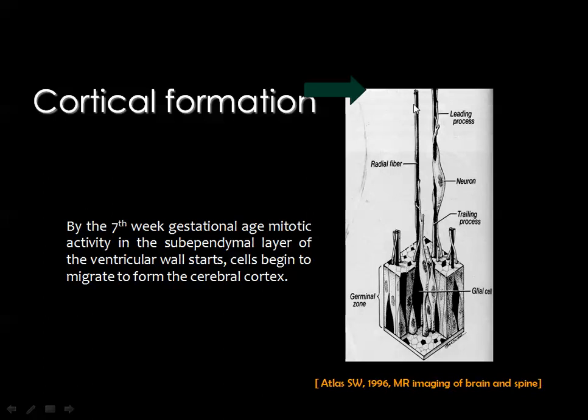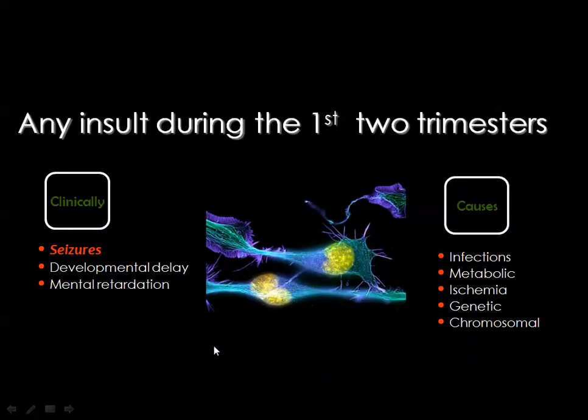reach the cerebral cortex. Then there are some abnormalities and insults that may disturb the cell proliferation, migration, and organization, and these collectively are possible causes, not definitive causes. They include infections, metabolic abnormalities during pregnancy, ischemia, genetic and chromosomal abnormalities.